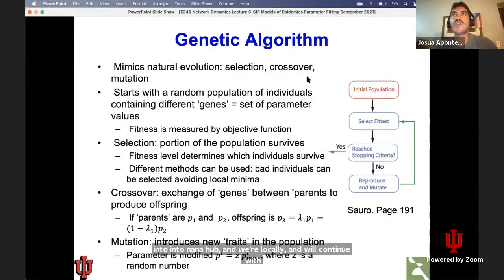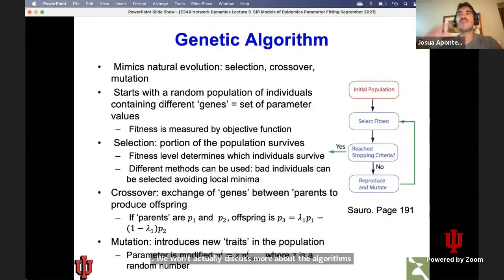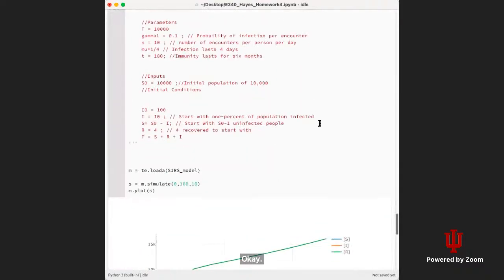We won't actually discuss more about the algorithms themselves. We will assume that we know what they do when we call them. But what we'll show next is how this all can be put together, so that we can combine Tellurium with available libraries for optimization, and then fit the Tellurium models to, let's say, available data that we would have.